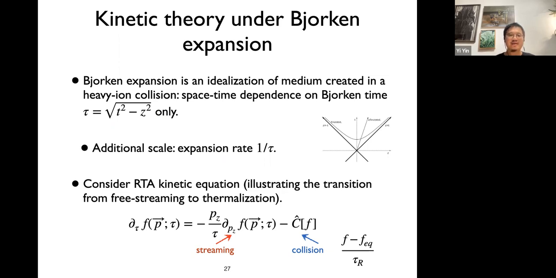And the next simplification that we will do is consider the RTA kinetic theory. So now this is how it looks. The particle distribution functions will only depend on tau as well as the momenta. The dynamics of the distribution is driven by the free streaming part of the kinetic theory together with the collision term, which we treat using the relaxation time approximation.